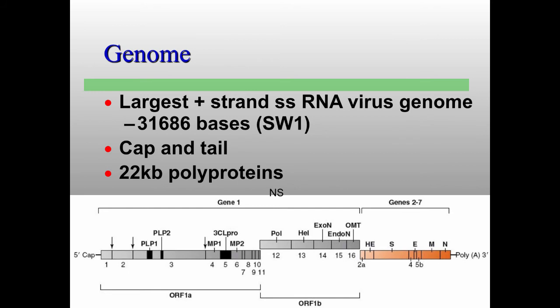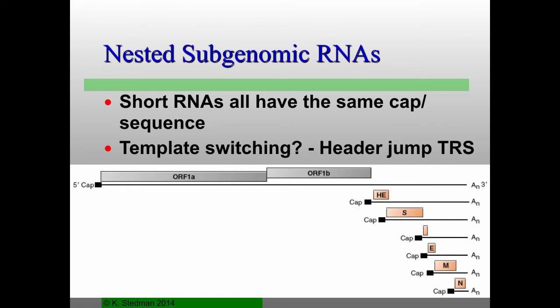But then what about these guys down here at the 3' end of the genome? If you look at messenger RNAs that are made in a coronavirus-infected cell, you've got these big, long RNAs, which can be translated to here or translated all the way to here, and then a bunch of these shorter RNAs, all of which are encoding for the structural proteins down here at the 3' end of the genome. They all have the same sequence at their 5' end. They all have caps on them, and they all have poly-A tails.